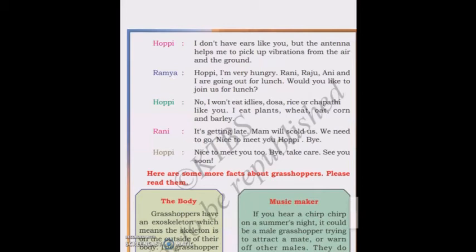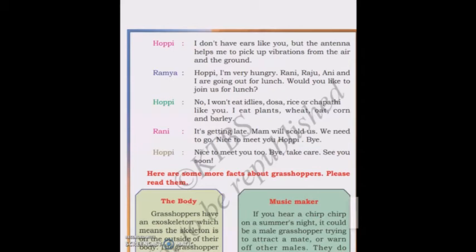Okay, now Hoppy says vibrations of the external object are picked up by the antenna from air or ground, and thus it comes to know if any object is there in the surroundings. This is how Hoppy is likely to sense the danger in the surrounding area.